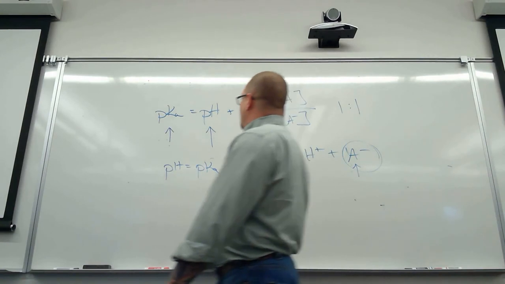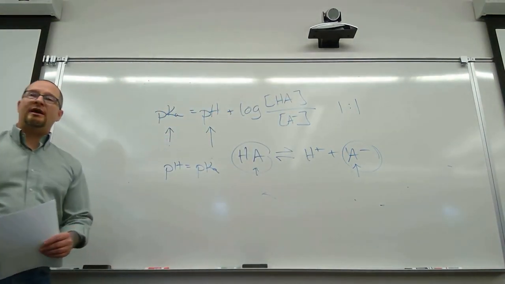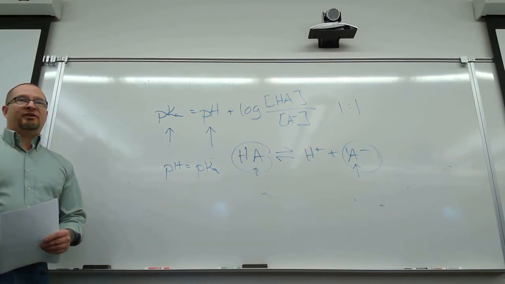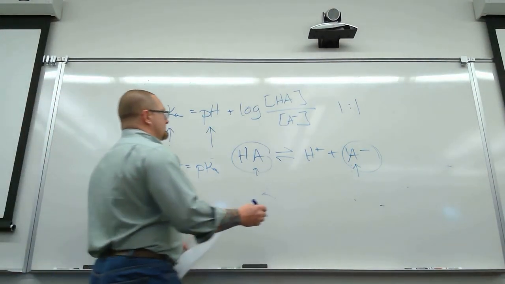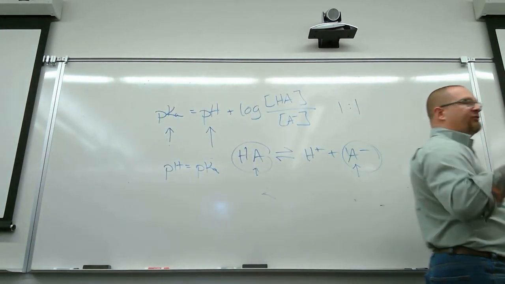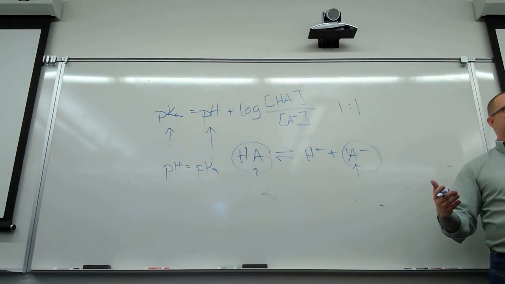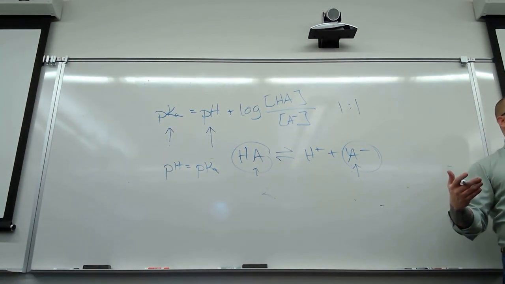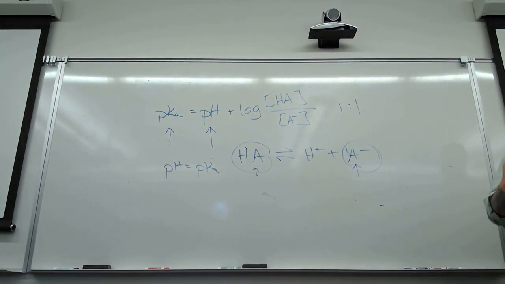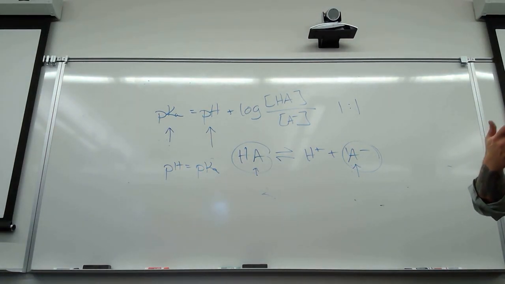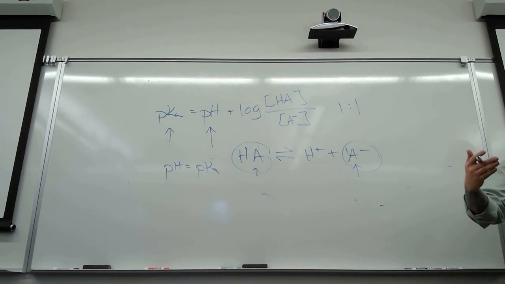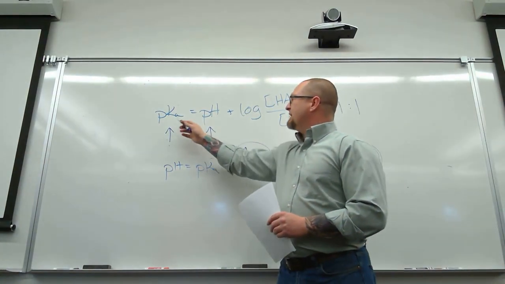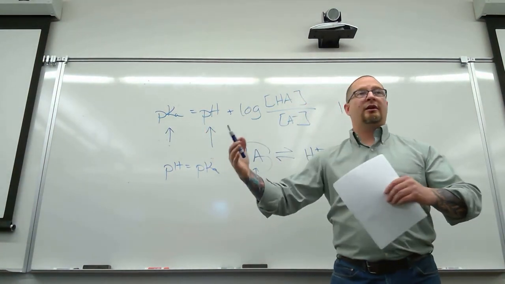If the pH is 1 unit away from the pKa on either side, it's going to be a 90%-10% ratio. If you move 2 pH units away from either side, it's going to be a 99-to-1 ratio. If you move 3, it'll be a 99.9%-0.1% ratio. So as you move away from pKa, the implications of pH matter more and more and more.